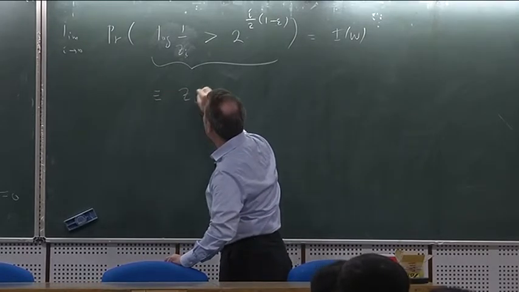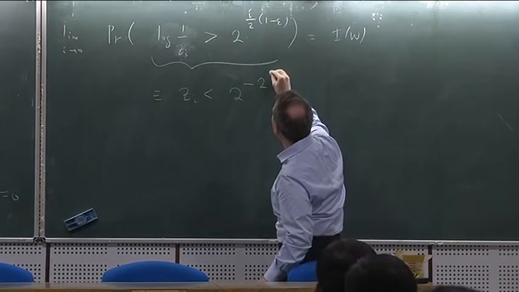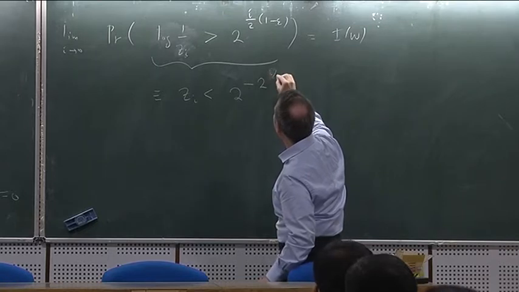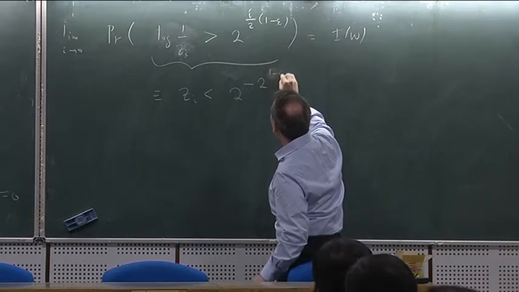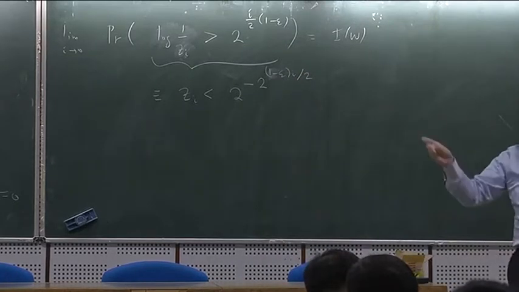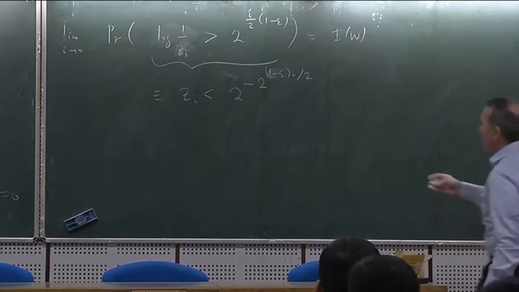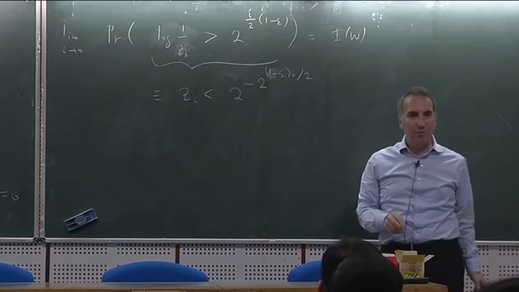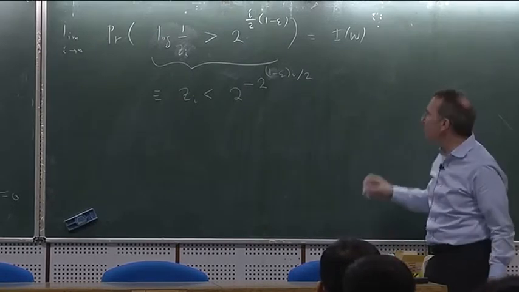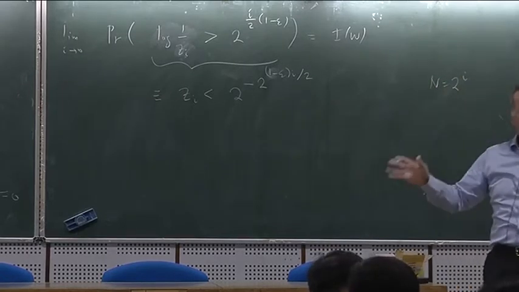This is the Z_I being less than 2 to the minus 2 to the I times I over 2. Maybe it's better to write it like this, because when you put the slash sign, it's not so obvious where things come. And I should also note the following thing. 2 to the power I is the block length. Recall that n is equal to 2 to the I, the number of channels that you are using to communicate.